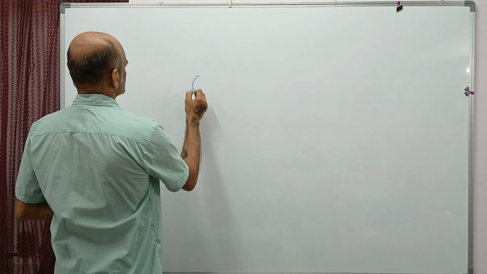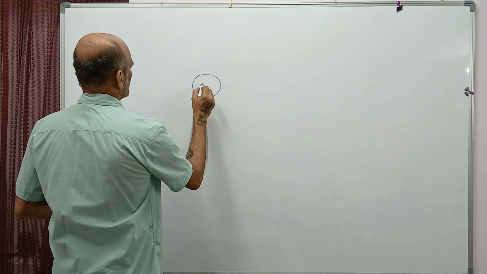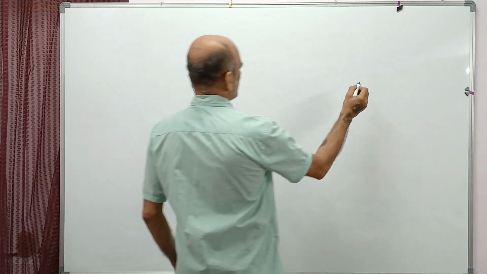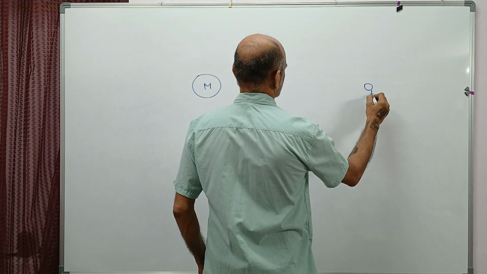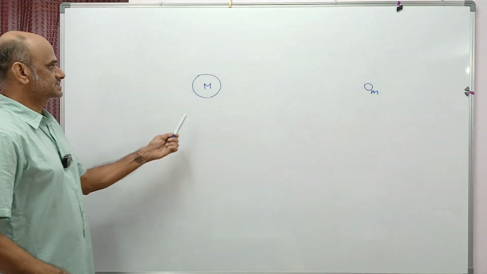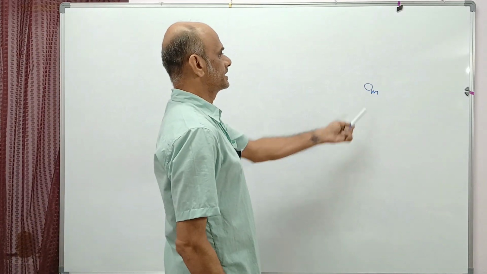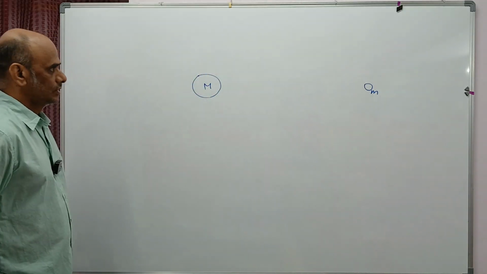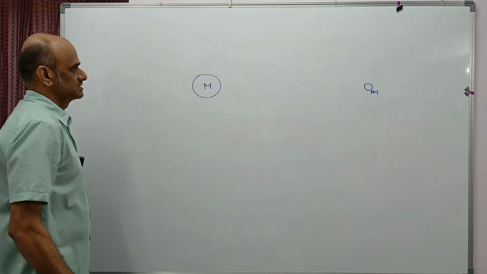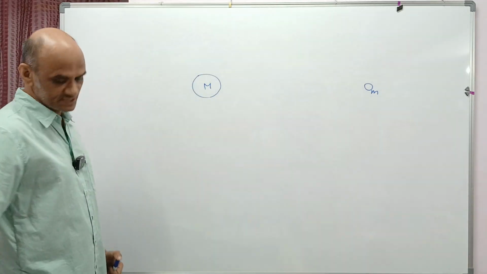Consider a big mass, capital M, and let there be a small mass, say m, at a distance. For example, this can be the Sun and this can be a planet like Earth. Now, how will this mass move around this bigger mass? Let me assume the bigger mass is at rest.